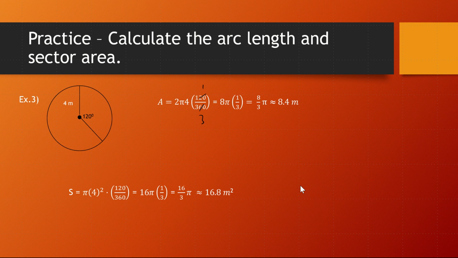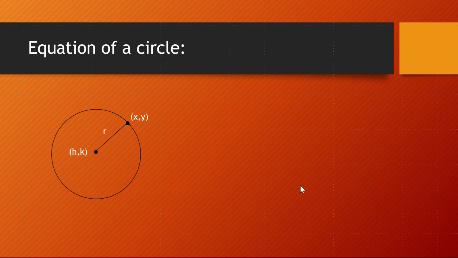All right, everyone, so the last thing that we're going to go over is the equation of a circle, okay? So here I've drawn a circle, and generally for the center of a circle, we give those variables h and k, h for the x-coordinate and k for the y-coordinate. R stands for radius, and this is just some point on the circle.